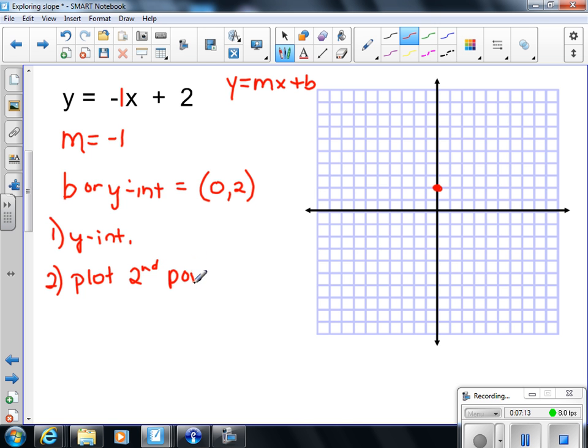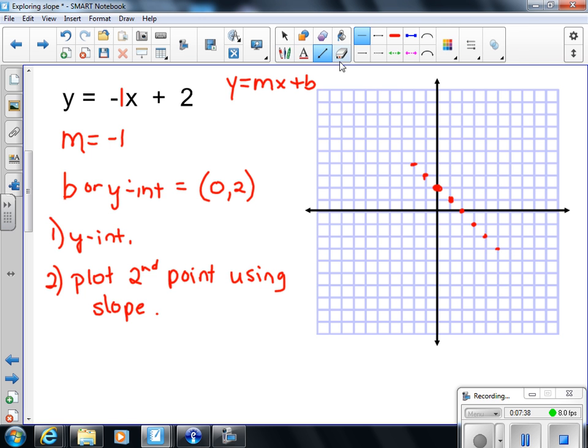But how do I do that? Using your slope, correct. All right, so from this point, I'm going to go down 1 and to the right 1. Down 1 to the right 1. Down and positive. A negative, a positive makes it a negative. Or I could have gone up and then negative, positive and negative, and then connect those points, and you've just graphed that equation.